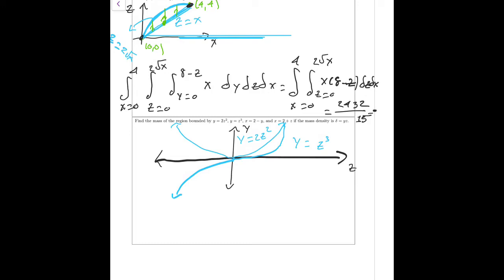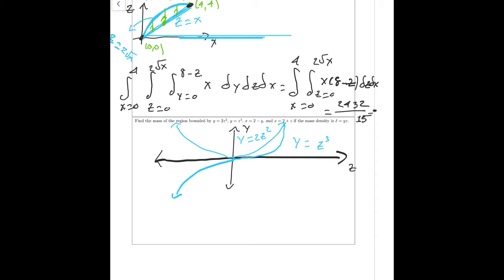One application of triple integrals is to compute the mass or the volume or things like that of a given region. So what we want to do is find the mass of the region bounded by the curves given, if the mass density is delta equals yz, and let's say the units are kilograms per meter cubed. So in other words, the mass of this region is going to be the integral of delta over the region. Now we just have to figure out what the limits on the integration are going to be.